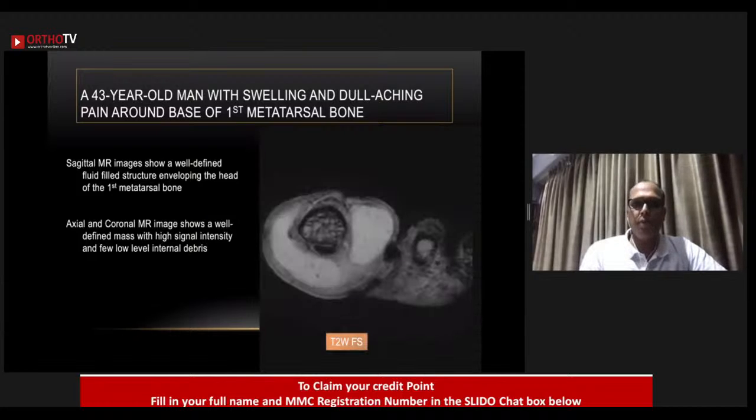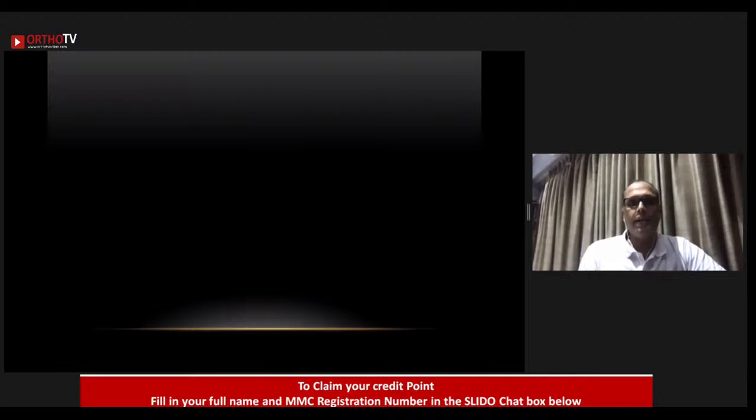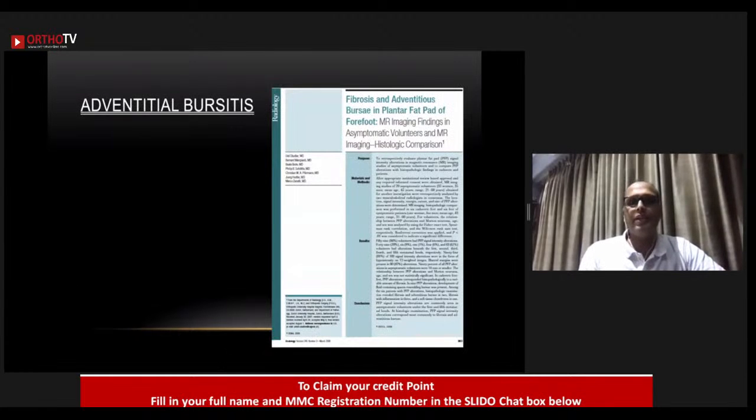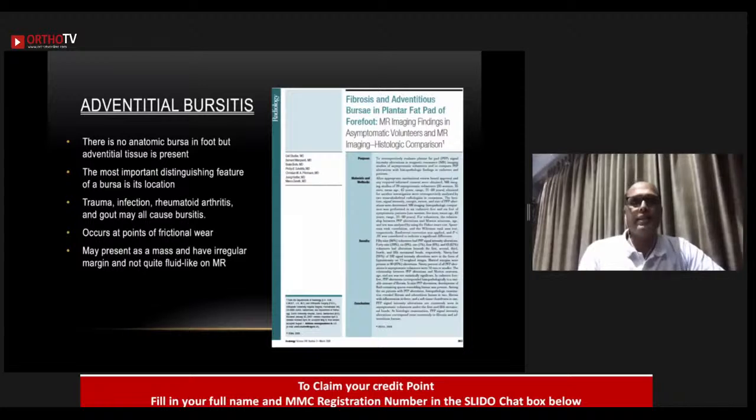We could see on the blooming, the susceptibility sequence, that there were some concretions within that cystic component. Very obvious adventitial bursitis, very common, and this is a non-anatomic bursa. It is because of inflammation of that adventitial tissue because of trauma, infection, or chronic inflammatory processes. The usual cause is frictional wear and tear at the pressure points. MRI does help in understanding the anatomy. Definitely, ultrasound plays a vital role when it comes to adventitial bursitis evaluation.